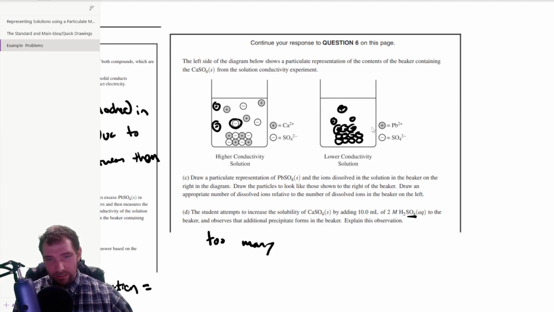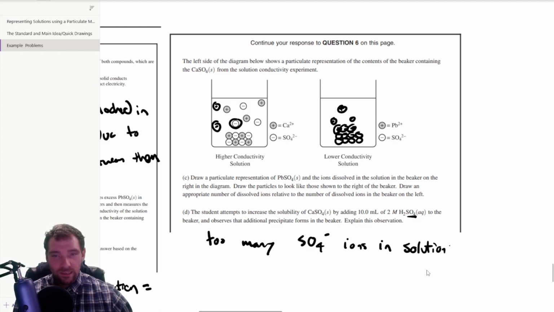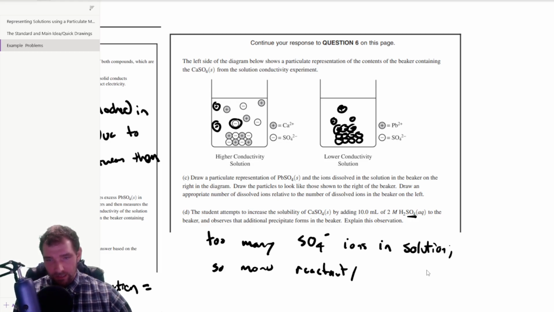Too many SO4 2- ions in solution. That should be 2 minus there. So there's too many of these things in the solution. So more reactant/solid is formed. And that's what I'd say for that one.